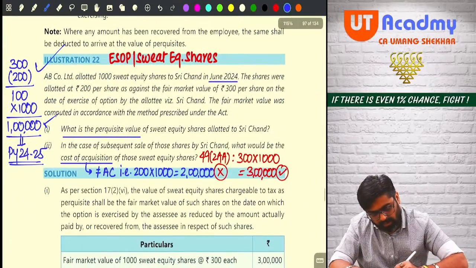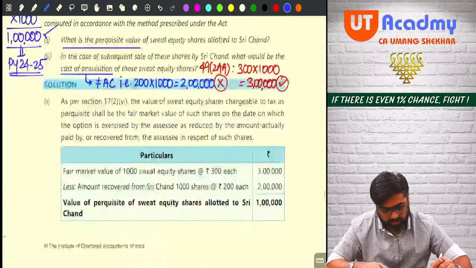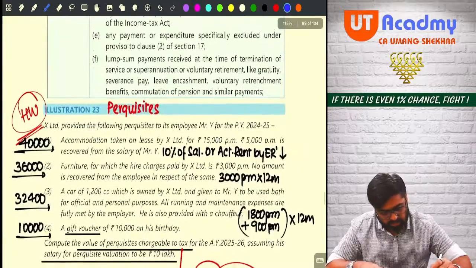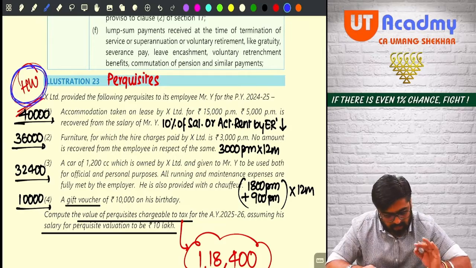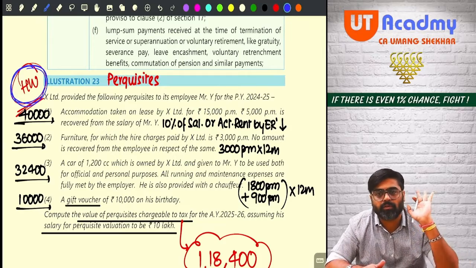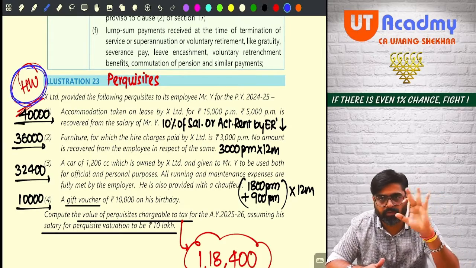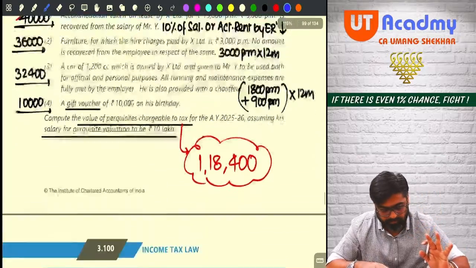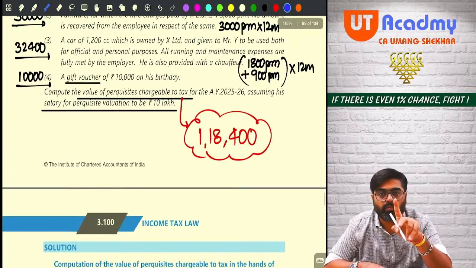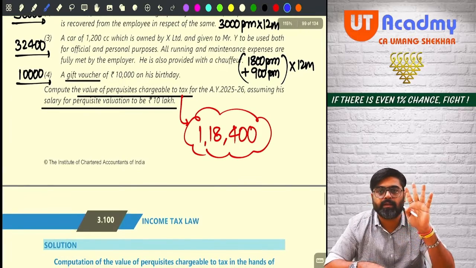ESOPs. We have already done this question, no? ESOPs 22. Then 23 also take as homework. Because in 23 also there are perquisites. Okay. Taxability of the perquisite is to be determined. Okay. 23 also take as homework for today. So two questions I have given for homework, 21 and 23.